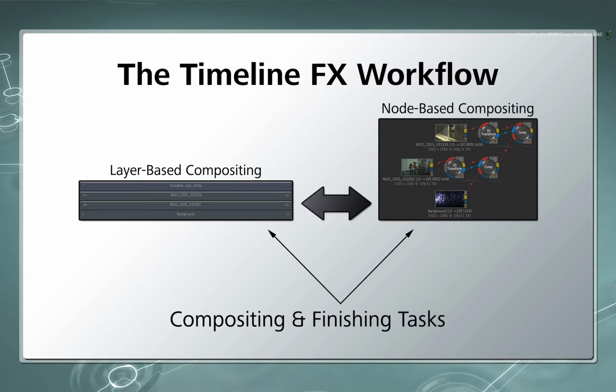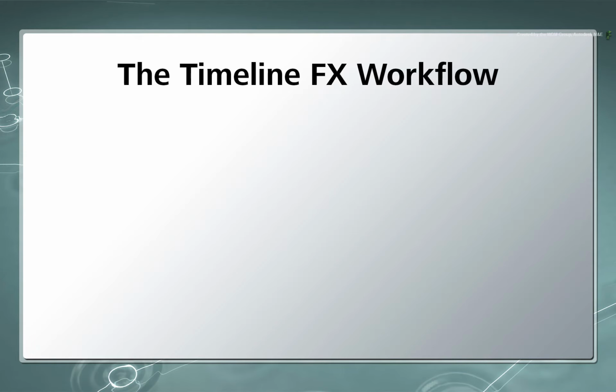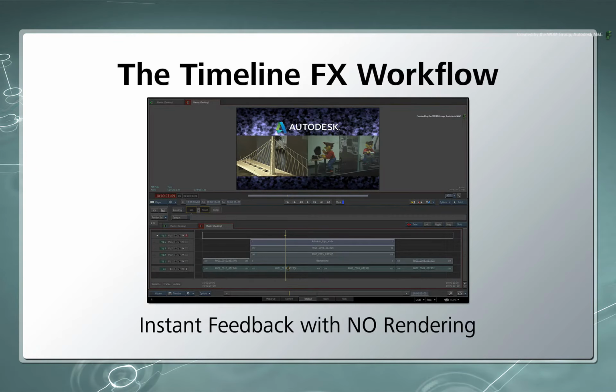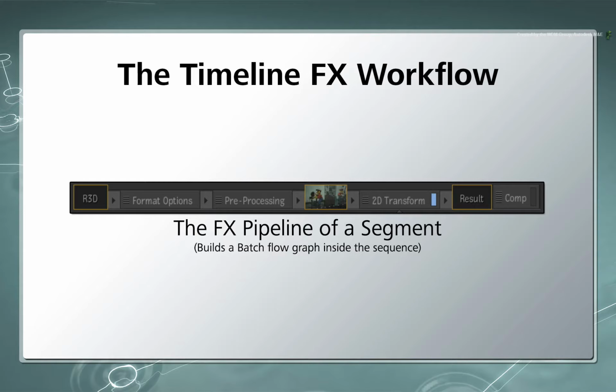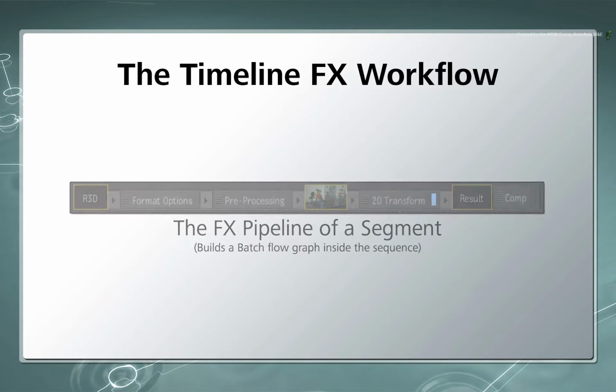So the timeline, BFX, and batch work at 16-bit float point, and the results are fast and consistent throughout the core creative areas of Flame Premium and Smoke Advanced. Another big benefit is now you get instant feedback and results without having to render in the sequence. The other major change prompted by Reactor 2.0 is that when you build effects in the timeline, you are actually building a batch flow graph that is currently hidden from view.